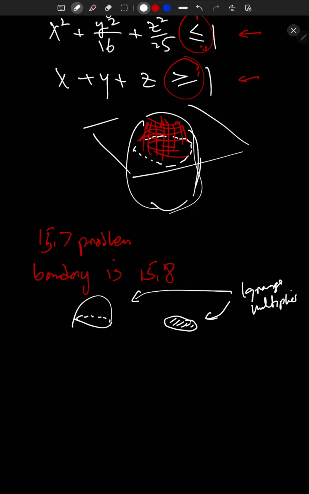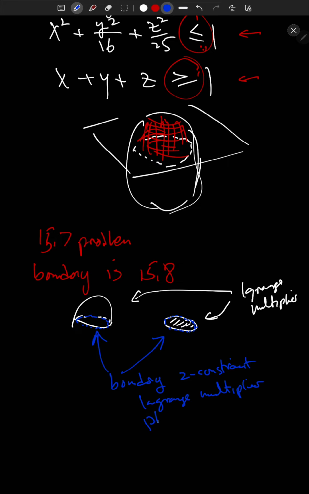Okay, and when you do the Lagrange multiplier problems, each of these has a boundary. So this one has the circle as its boundary, and this one also has a boundary. It's actually the same circle, so luckily you don't actually have to do 2. But these are boundaries. So you could do these also as a 2-constraint Lagrange multiplier problem. If you want, you could also parameterize, of course.